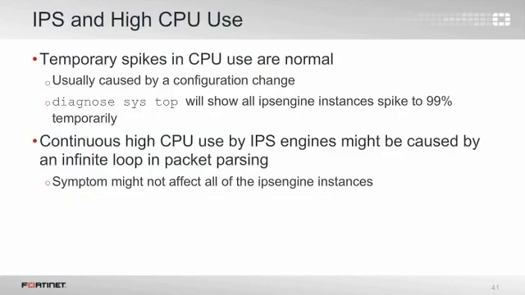Short spikes in the CPU usage by IPS processes could be caused by firewall policy or profile changes. These spikes are usually normal. Spikes might happen when FortiGate has hundreds of policies and profiles, or many virtual domains. Continuous high CPU usage by the IPS engines is not normal, and it should be investigated.